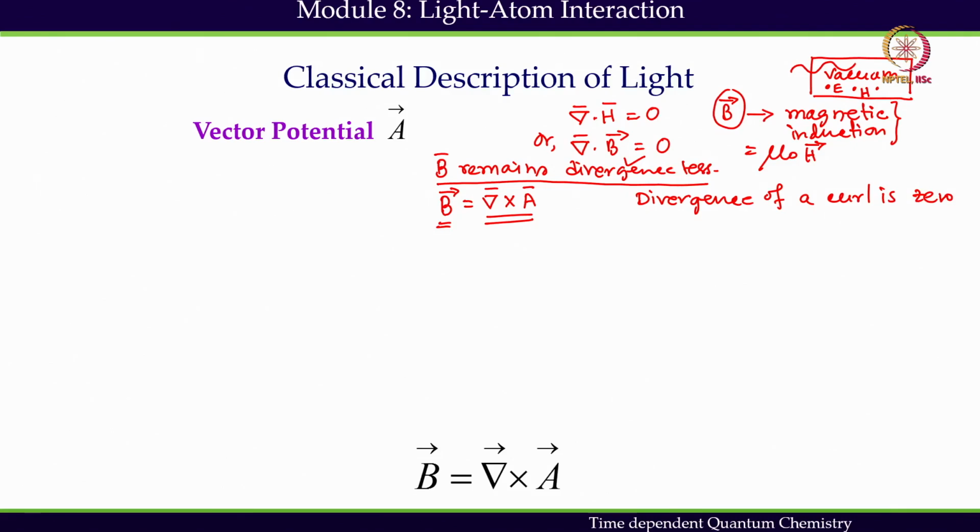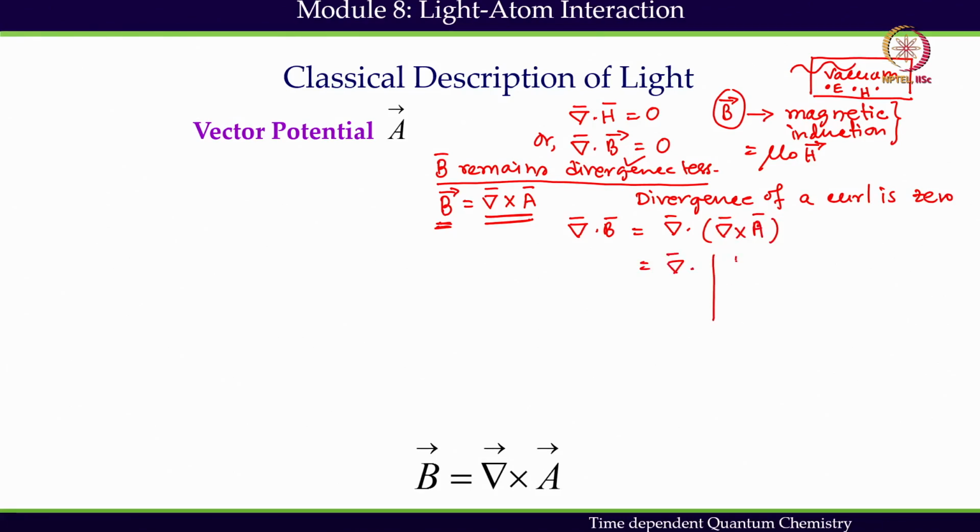So, one can prove this. If B is represented as a curl of A, then its divergence is going to be 0, and one can prove it this way. This is nothing but A, that is the way we are representing, and if it is so, then I can represent it this way.